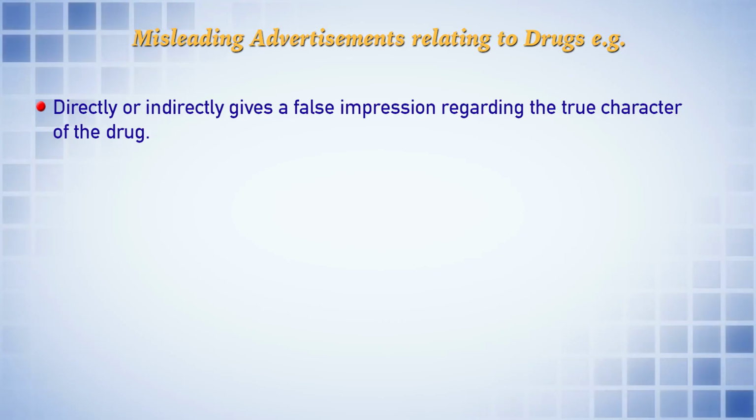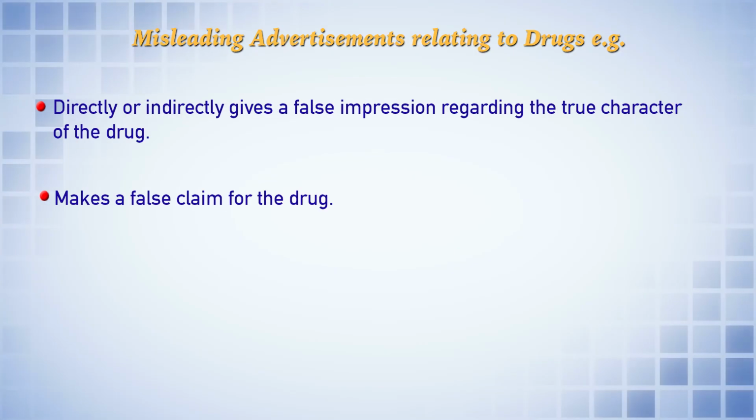Now, what are these misleading advertisements relating to drugs? As the law highlights, what type of advertisement will be treated as a misleading advertisement relating to drugs? Number one is directly or indirectly giving a false impression regarding the true character of the drug. Sometimes the true character of the drug is not disclosed to the people, and a false character is projected before them.